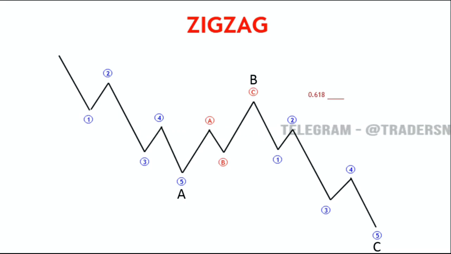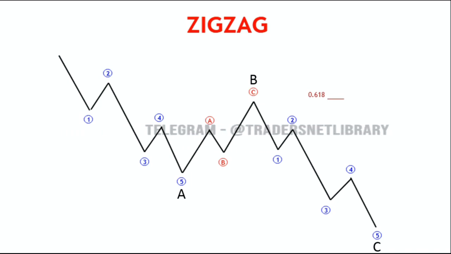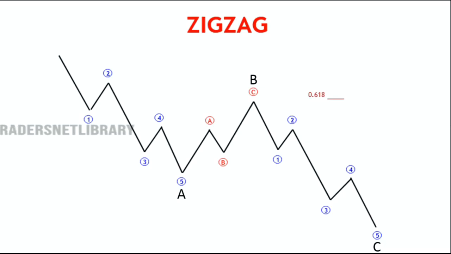2. Truncated zigzag pattern. In this case, wave C is between 38.2 and 61.8 of wave A. 3. Elongated zigzag pattern. In this case, wave C is between 161.8 and 261.8 of wave A.